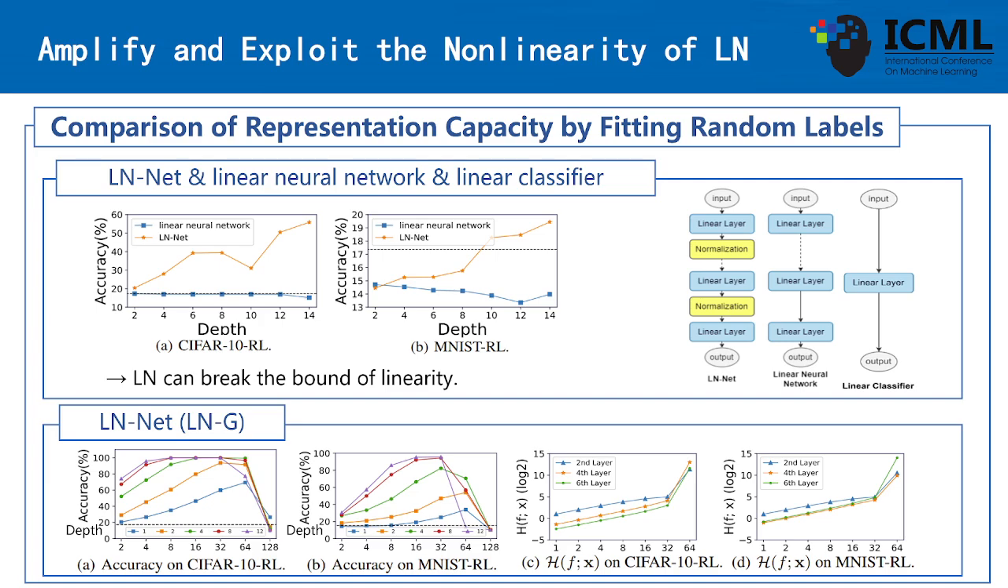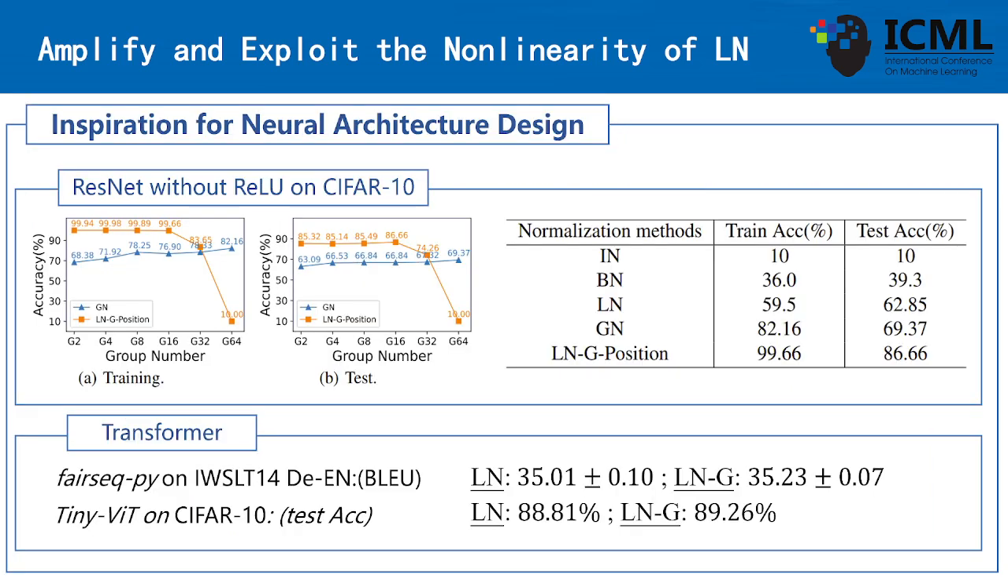We first find that layer normalization has nonlinearity by fitting random labels. Then we find that group layer normalization can indeed amplify the nonlinearity of layer normalization. This is also available in practice.